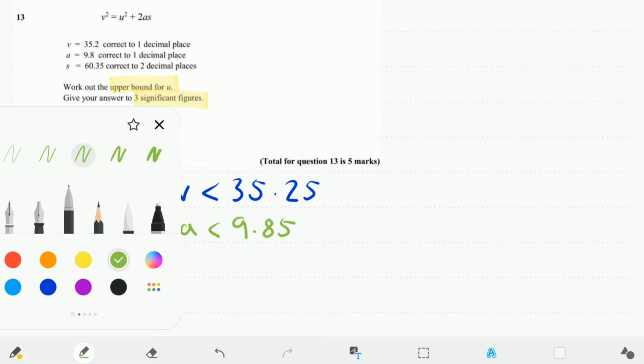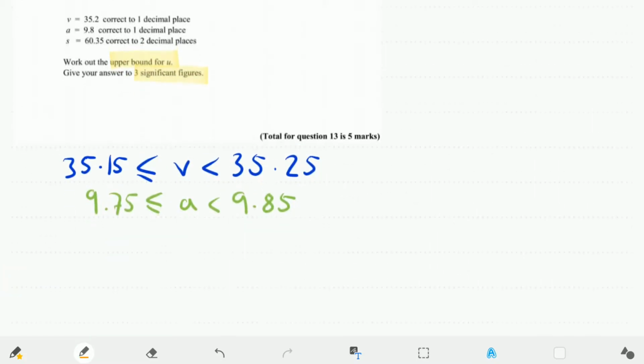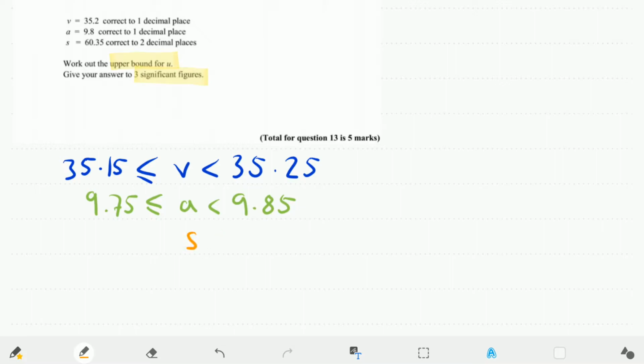Okay, and finally, we have our S. Now, S does not stand for speed, it stands for displacement, just so you guys are aware. V is final velocity, A is acceleration, S is displacement, and U is initial velocity. And now this is corrected 2 decimal places. Again, we have to look at what it's telling us it's rounded up to. So that would be 60.355. And its lower bound would be 60.345.